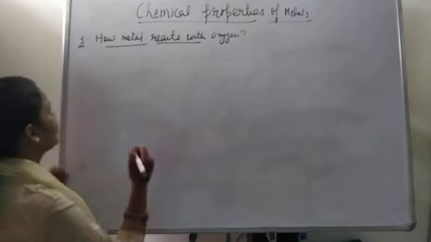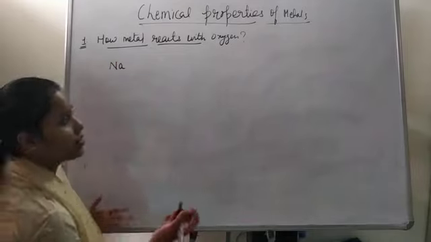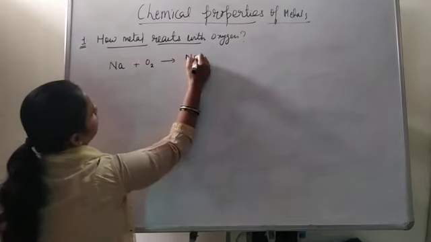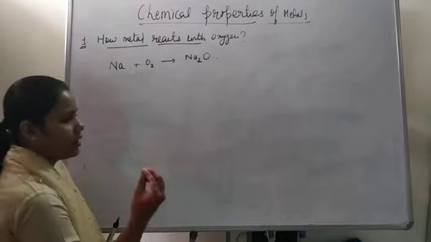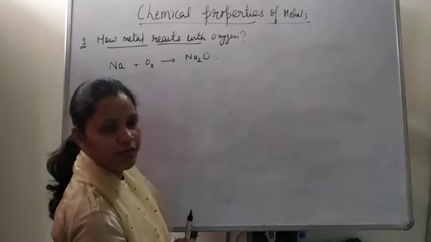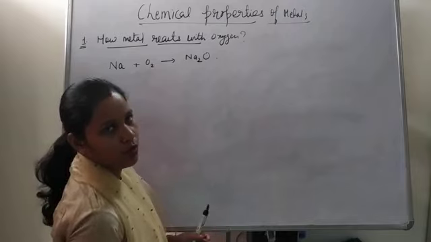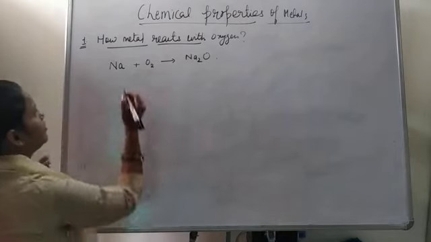First of all, sodium. Sodium can react with oxygen at room temperature to form sodium oxide, and you know that sodium is a very reactive metal. Even a small piece of sodium, if you leave it on the table, what will happen? It is going to burst. So that much is the reactivity of sodium metal.